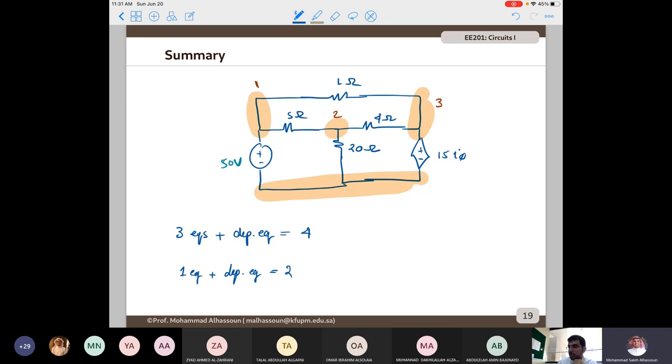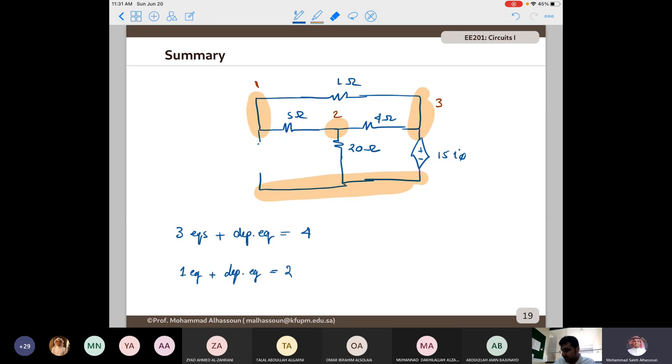So the question is, I think Talal or Ziad, one of you has mentioned something. That's okay. So what happens if I have a mesh? Is there a simplification when applying the mesh current method? The answer is yes, but we need to modify the circuit. So instead of the voltage source, I'm giving a current source here.